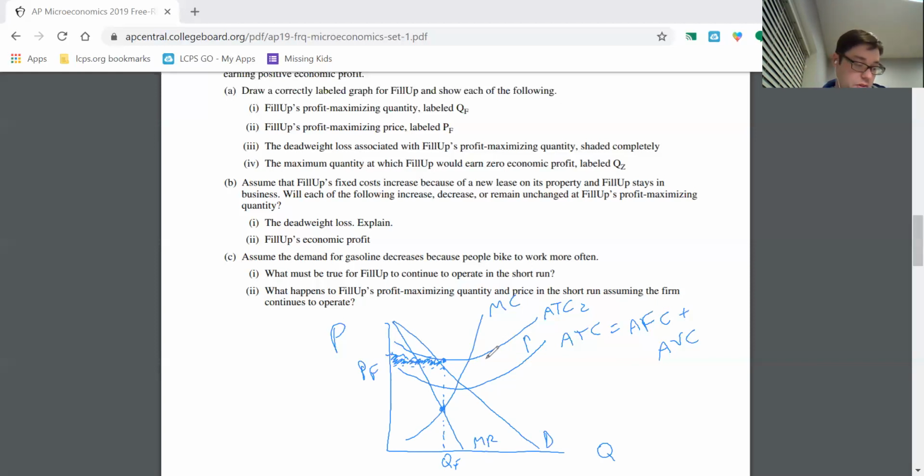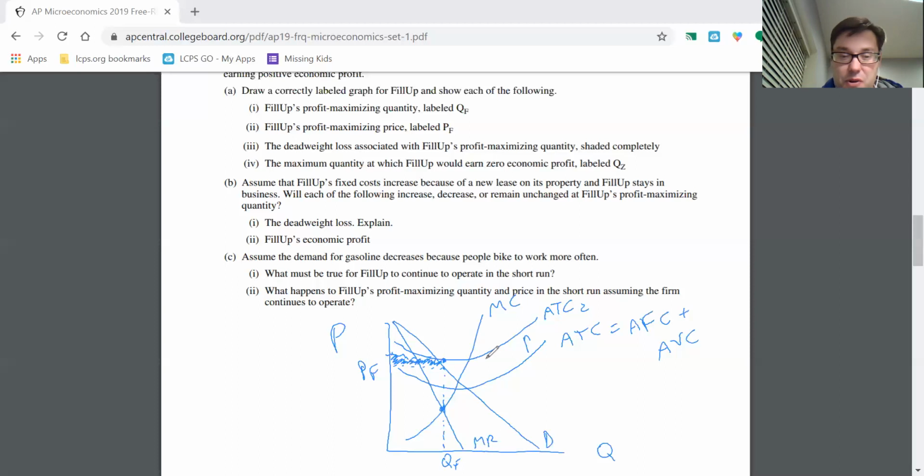All right, so let's go to part C. Assume the demand for gasoline decreases because people bike to work more often. So people aren't driving; they're going to ride their bikes. Save the environment. And let's see, part 1. What must be true for Philip to continue to operate in the short run? This is one of your rules of firms operating. They tell you that the firm is continuing to operate. So under what conditions would a firm continue to operate?